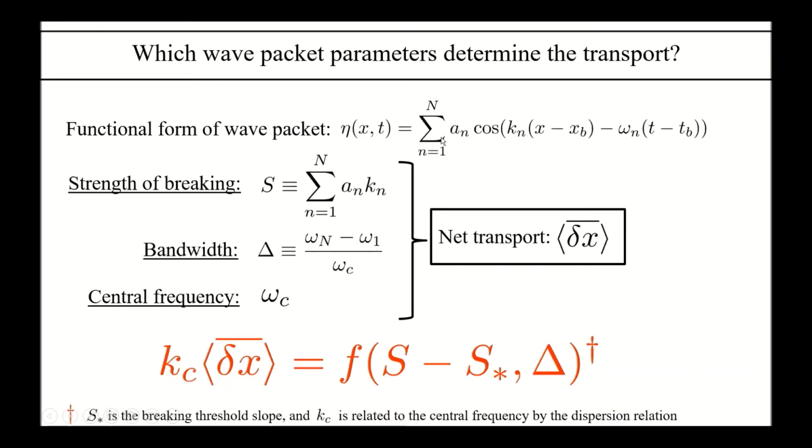So the wave packet that I showed you in the last slide can be described with this Fourier series here, where the amplitudes are a sub n, the wave numbers are k sub n, and frequencies are omega sub n, and it breaks at xb and at time tb.